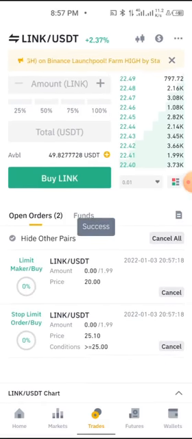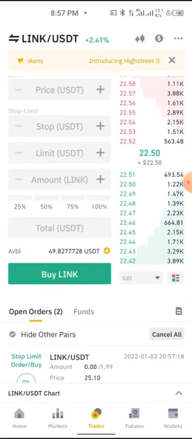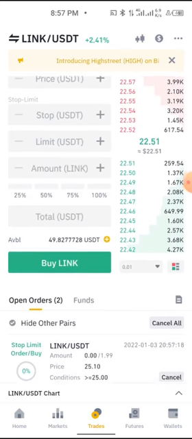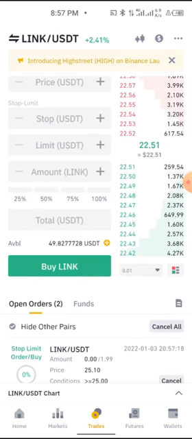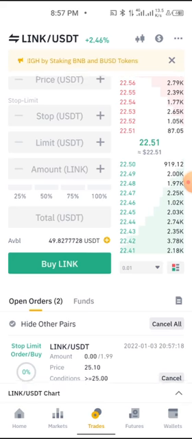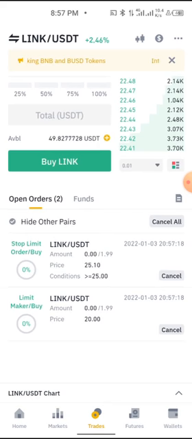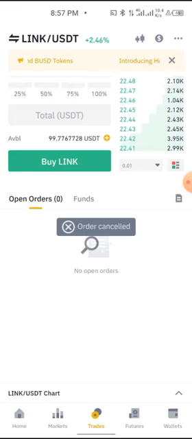Now it's going to be pending till either the conditions are met. Okay, so either the price drops to $20 for you to buy, and then the second order to buy at 25 will be cancelled, or it waits for the price to get to 25 and the order to buy at 20 is cancelled. So that's why it's called one cancels the other. So once one of these is triggered, the other gets cancelled.